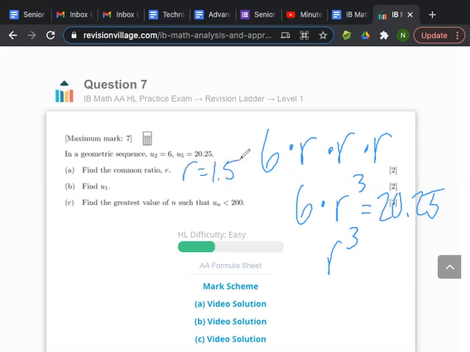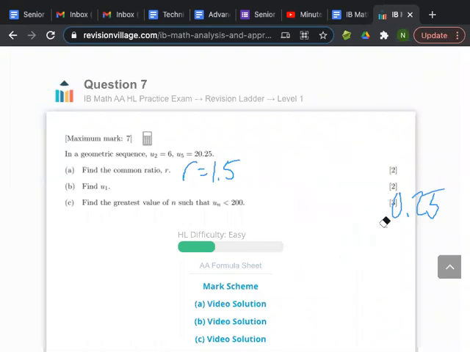Okay, so now, how would I find U1? You divide 6. Perfect, Andrew. That's right. You would take 6 and divide it by 1.5 in order to get U1. 4. Or if you want, you would just plug it into the formula for the nth term of a geometric sequence and then solve it out.